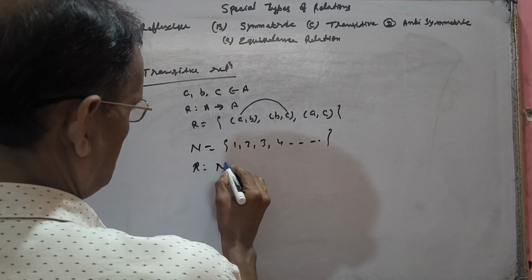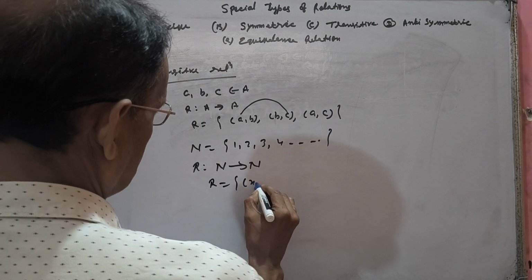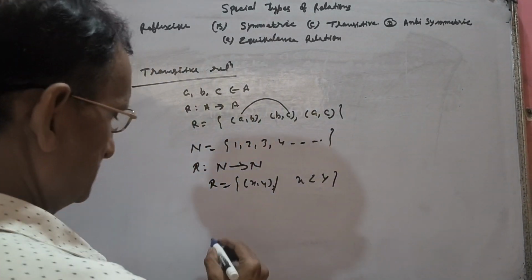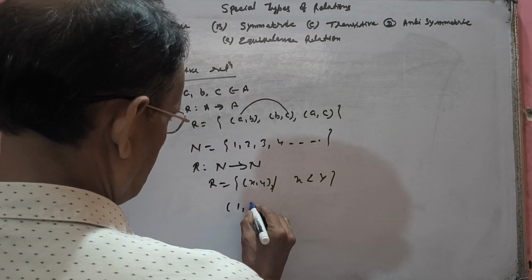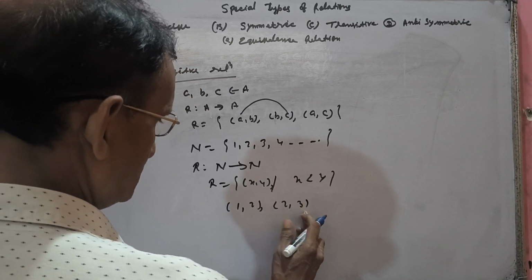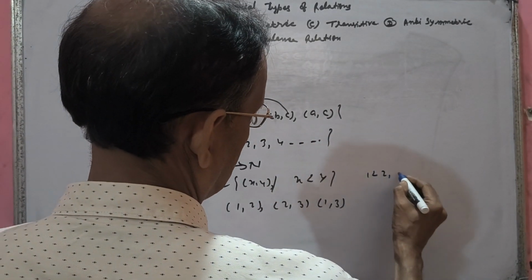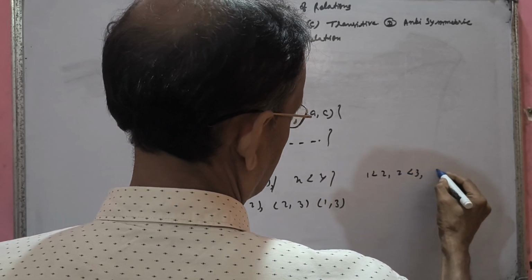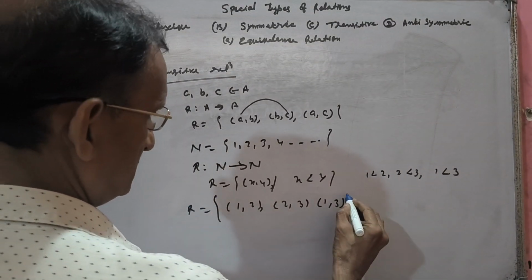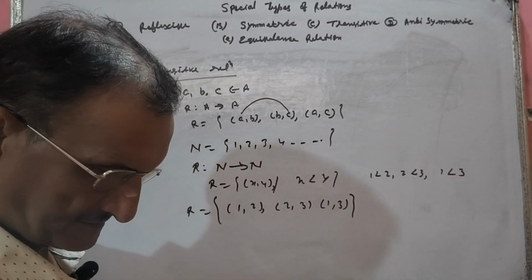See, suppose N is the set of natural numbers and R is a relation from N to N, defined as R equal to (x, y) such that x is less than y. Now see, 1 is less than 2, 2 is less than 3. If 1 is less than 2 and 2 is less than 3, then 1 must be less than 3. So in this case, it is transitive. If (1, 2) belongs to R and (2, 3) belongs to R, then (1, 3) belongs to R.